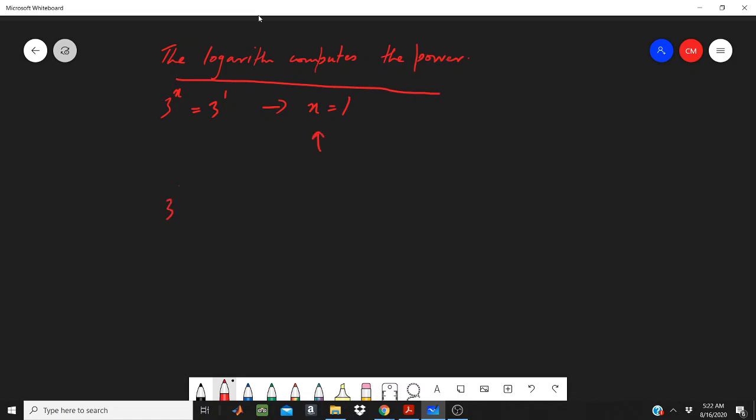So 3 raised to power x equals 3 can be written as log 3 of 3 equals x. And we know x is 1. So log 3 of 3 computes this power, which is 1. Okay. If you go back a few seconds, you'll see me writing 1 for log 3 of 3. And this is exactly why I write 1 in that place.